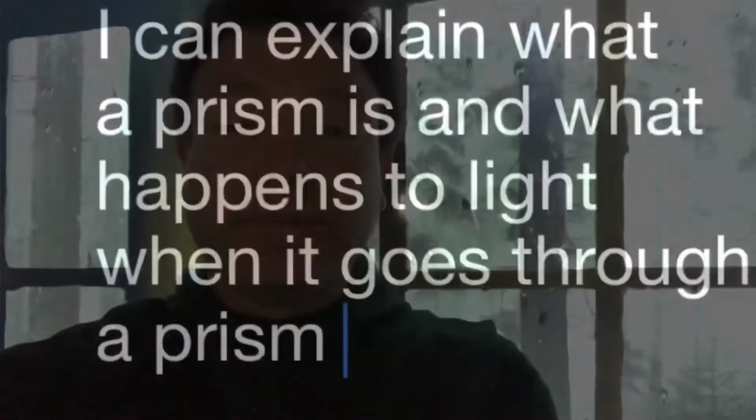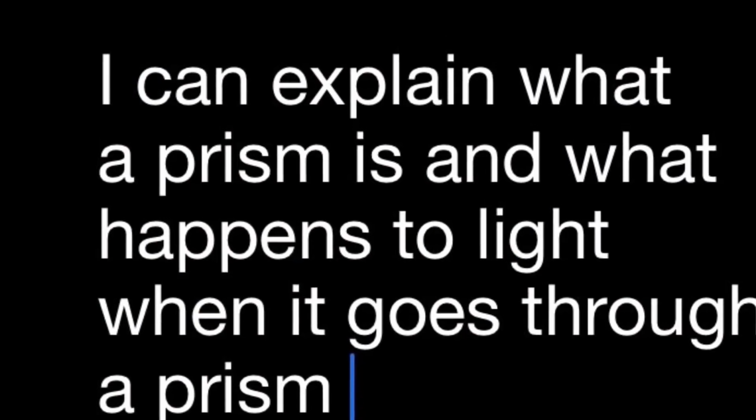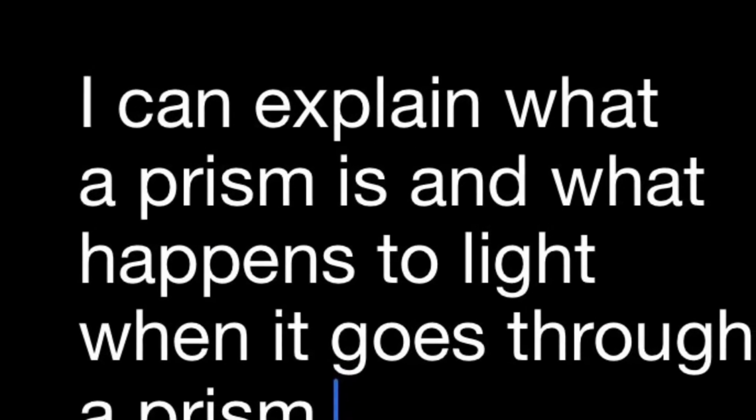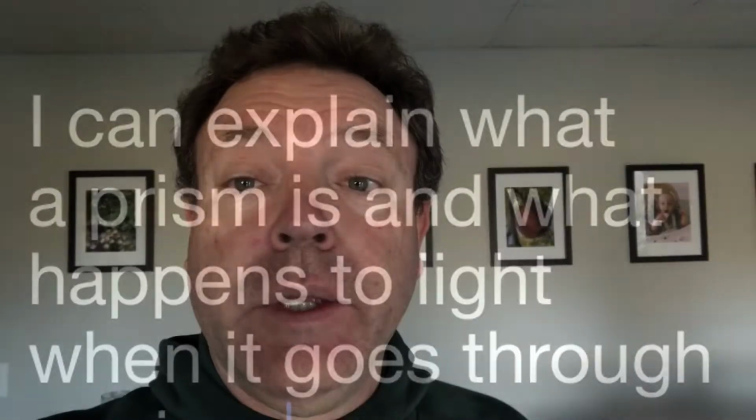So let's get into our learning target. I can explain what a prism is and what happens to light when it goes through a prism. That is our learning target today. So you heard and you read the word prism, and you also heard the word light and what happens to light when it goes through that prism. And I want to make a connection, of course, between the rainbow and a prism.